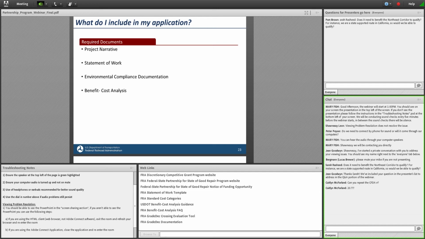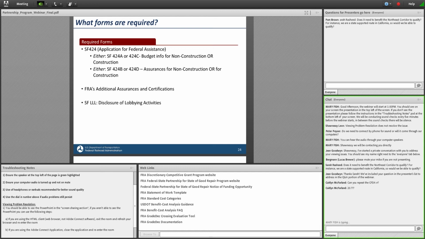Okay, so what do you include in your application? These are the key documents that we're going to be looking at: the project narrative. That's really the heart of your application. And Will Dyer is going to be talking some more about that, as well as your statement of work. Those two documents are the documents that the technical evaluators will be focusing in on as they look at rating your application. Include information about the environmental compliance. If it's complete, you can include your NEPA documentation, or you can include a web link to that information if you'd like. And then be sure you also include your benefit cost analysis.